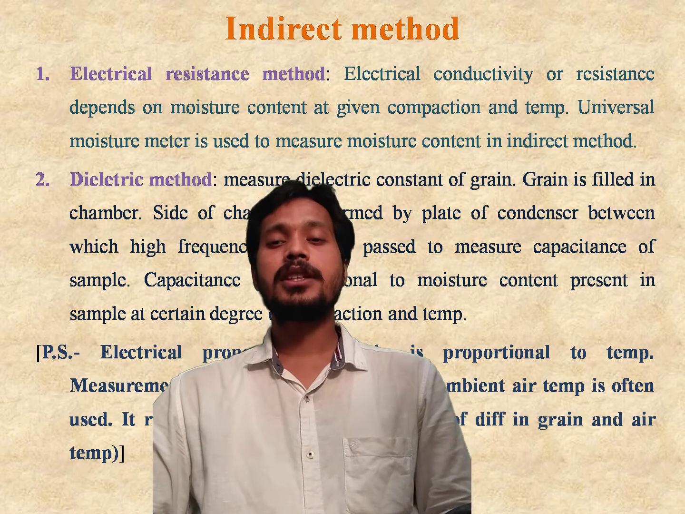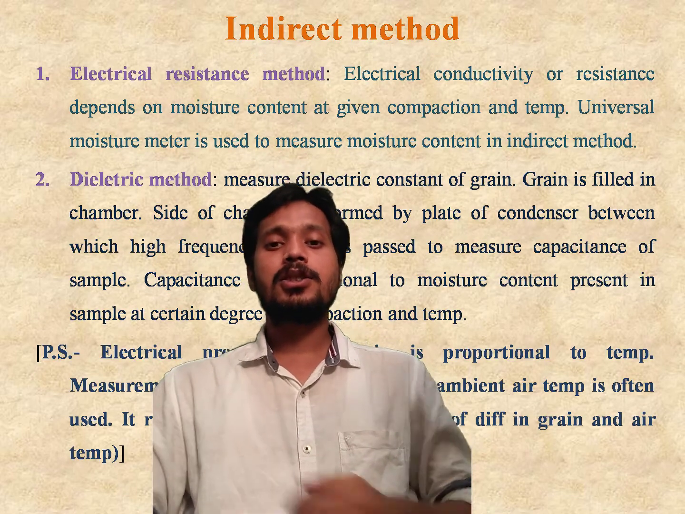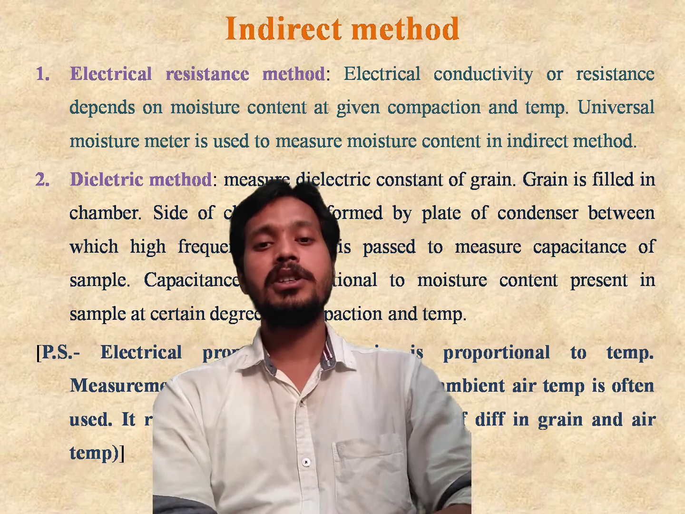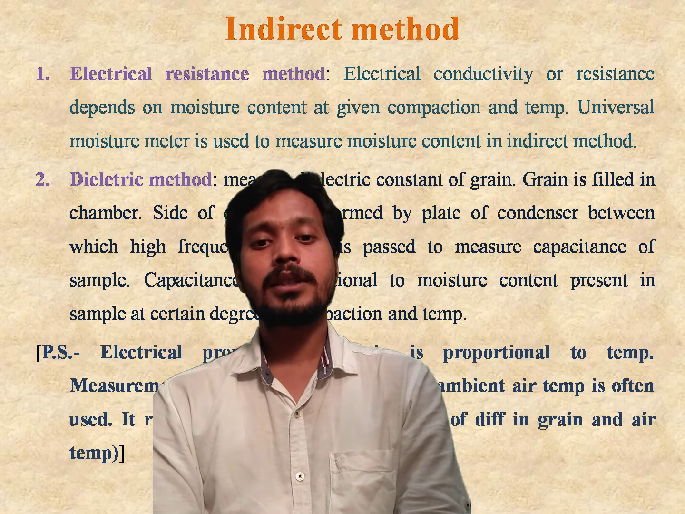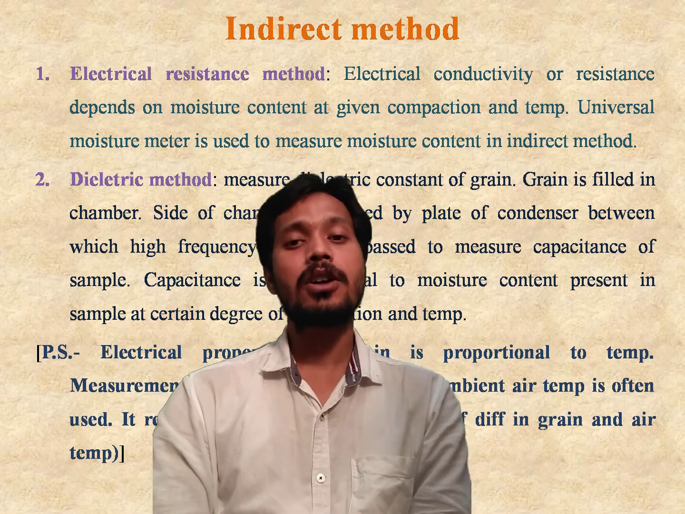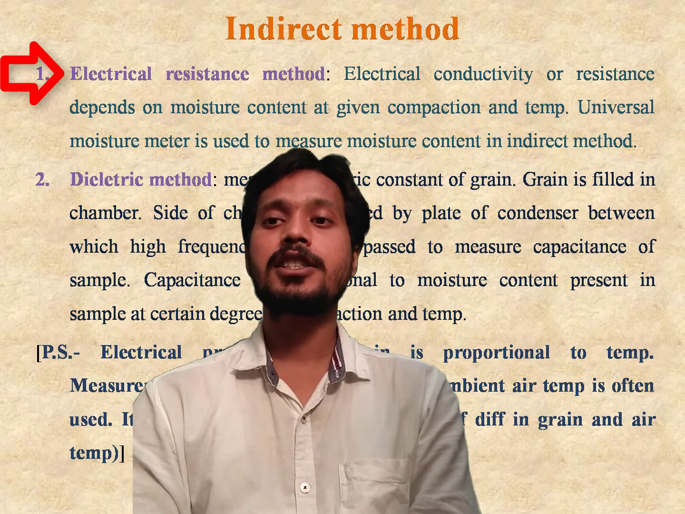Next comes the indirect method. So in the indirect method, we already know that moisture content is not measured directly. It is measured with the help of some other parameters. Those parameters are related to moisture content. So you see here the first one, the electrical resistance method.